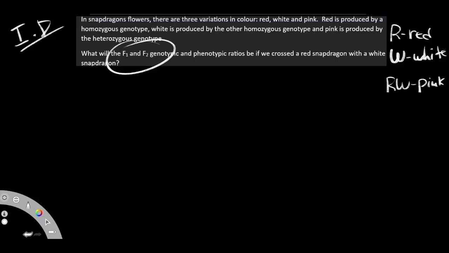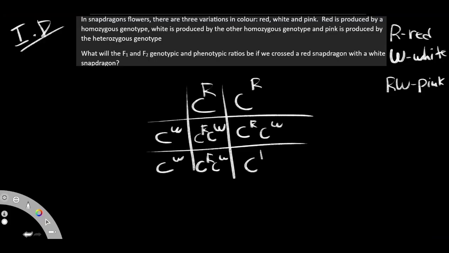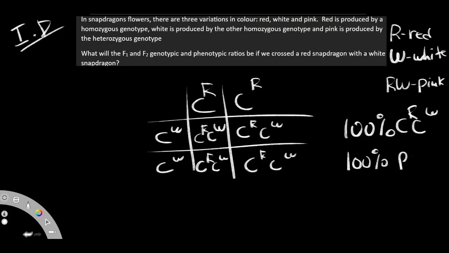So what will the F1 and F2 genotypic and phenotypic ratios be if we crossed a red Snapdragon? Again, red is this one over here, the R, but remember, it has to be homozygous, right? Because if you have RW, it's pink. So this one's got to be C^R and C^R again, all right? So then the other one, okay, the white Snapdragon over here, okay, has to be C^W, C^W. So let's put them together, C^R C^W, C^R C^W, C^R C^W, C^R C^W. Okay, so 100% are going to be C^R C^W. Again, that's the genotype, right? So what would the phenotype be? The phenotype would be pink.